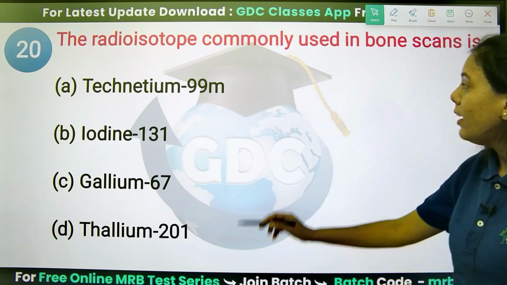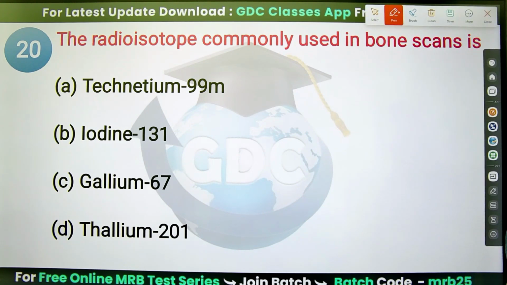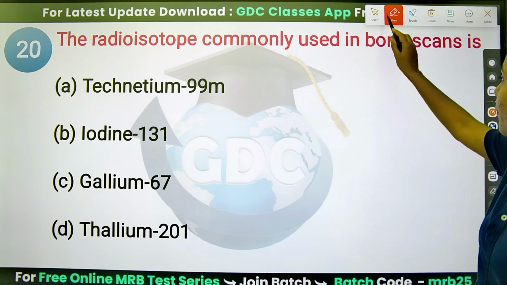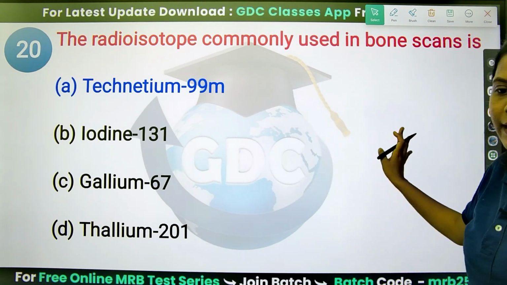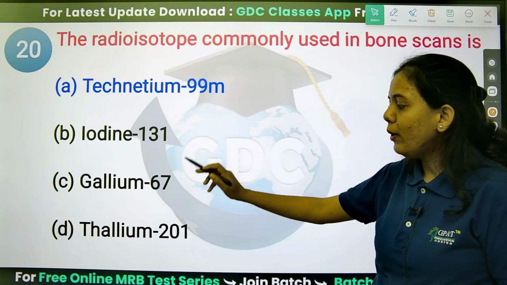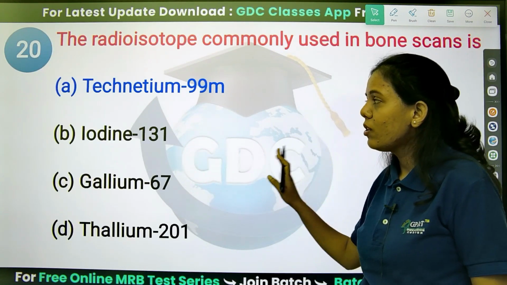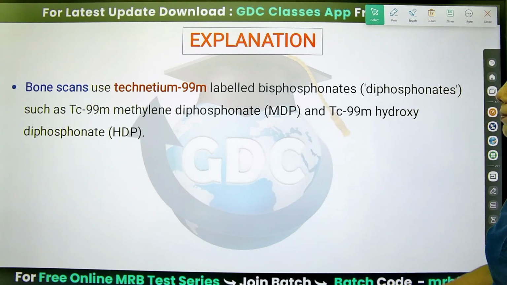The radioisotope commonly used in bone scan is technetium 99M, iodine, gallium, or thallium? We have seen that TC, that is technetium 99M, is used in the bone scan. Iodine, gallium and thallium are not used. Technetium 99M is used in the bone scan.